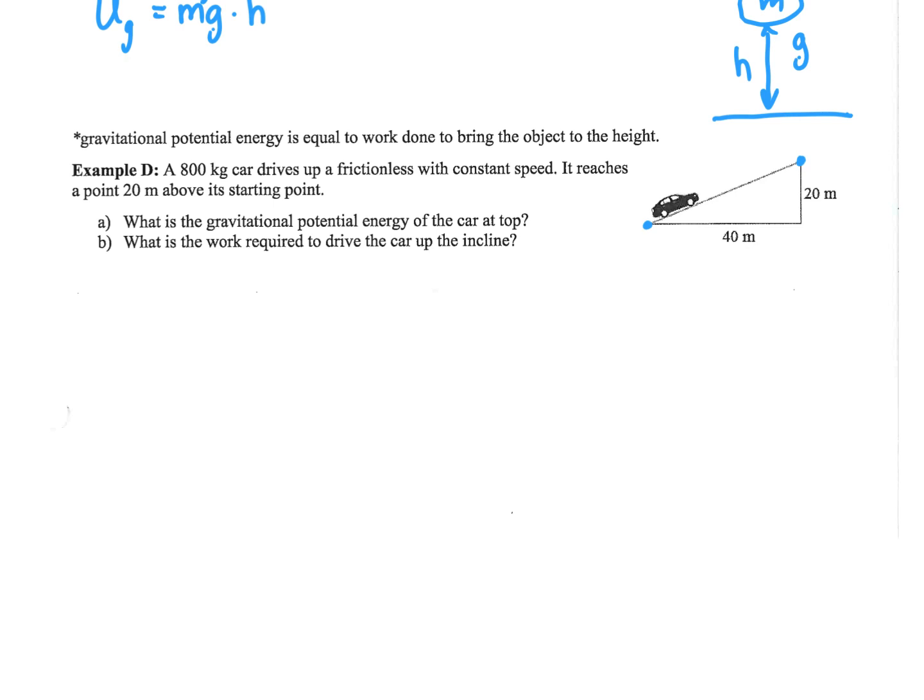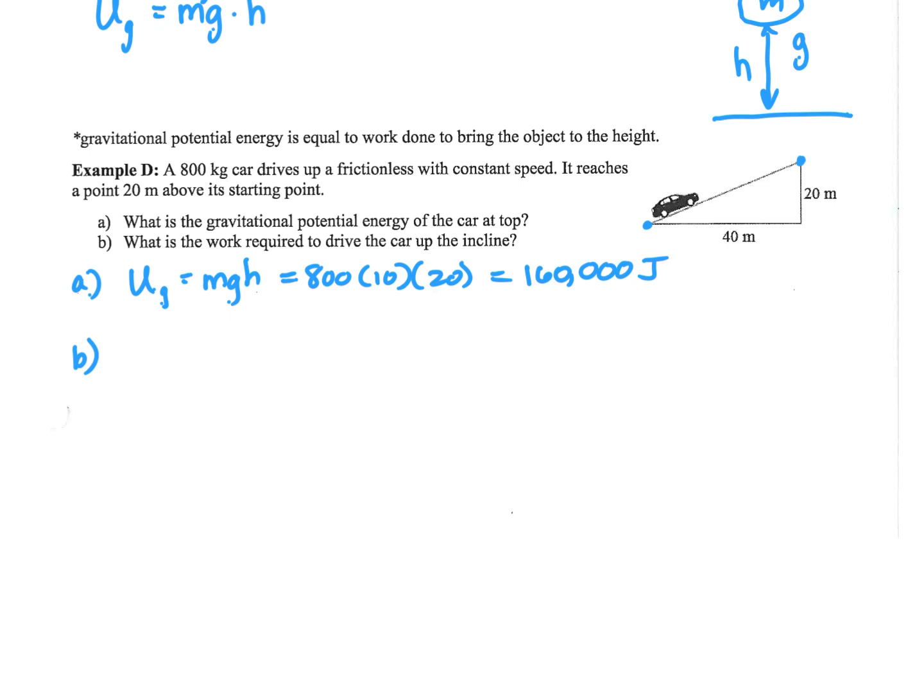Well, let's look at it. Gravitational potential energy in part A is going to be equal to mgh at the end. Well, the mass of the car is 800. Gravity, of course, is 10. And h is 20 meters up. So if we multiply those together, we get 160,000 joules of energy. That's how much potential it has. Then it says B, what's the work required to drive the car up the incline?